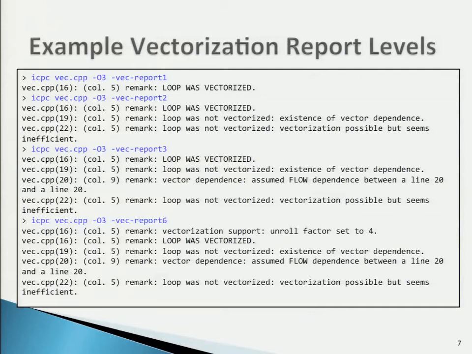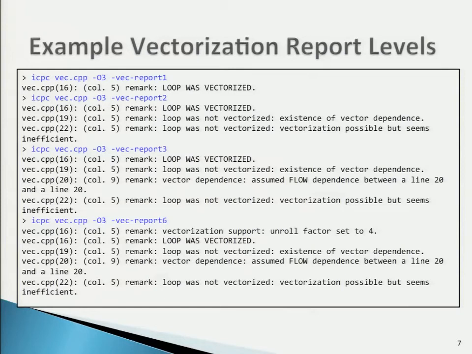So first of all, vec report 1, if you just saw that, you'd think, oh, you're doing pretty well. But what we're interested in is vec report 2, where we say, oh, only one of the loops is vectorized, and then we've got two different messages here. One saying that we have existence of a vector dependence, and the other one saying that the compiler has had a look at the loop and figures that it's possible to vectorize it, but it's probably not worthwhile. And we'll see an example of that later on. And then vec report level 3 gives a bit more information about this dependence here. So it tells us we have assumed flow dependence between line 20 and line 20.